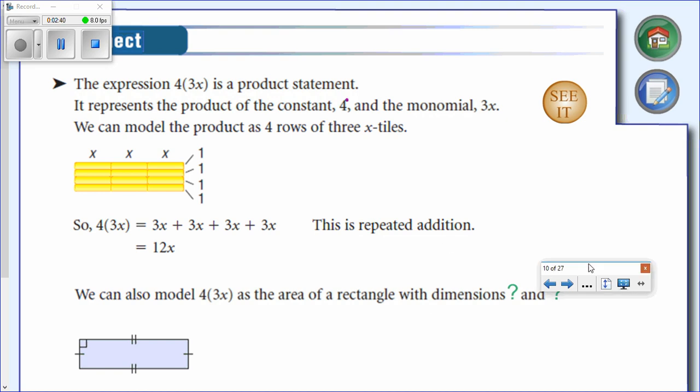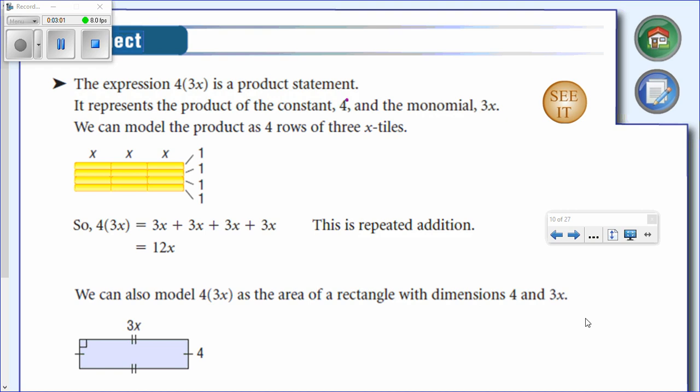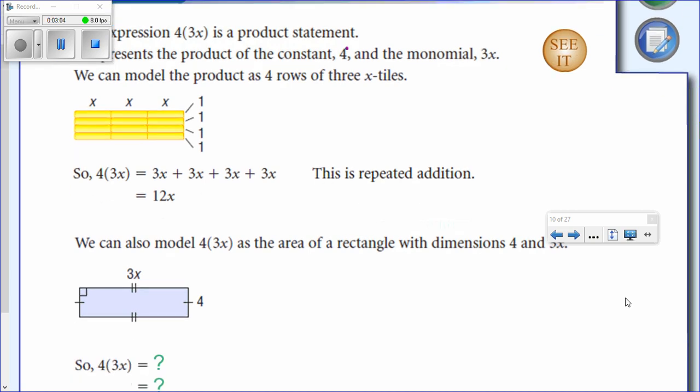It says down here, we can also model it as a rectangle. So we see the rectangle here with dimensions of something and something. What are those somethings going to be? We have our 4, just like we saw up here. There's the 1, 2, 3, 4. Here's our 4. So then if we look here, that's x. So this is going to be 3x. Okay, so 4 times 3x. Really, we're just looking at our coefficient and our constant. So 4 times 3 is 12, and it's 12 x's. And there we go.